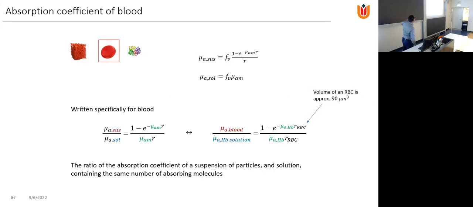If you write that specifically for blood, then the suspension would be where the molecules are in red blood cells. So that would be the absorption coefficient of blood. If the molecules were outside the red blood cells, then they would be in just a hemoglobin solution. So here the solution would be the hemoglobin solution. And the absorption coefficient that is in the factor is the μA of hemoglobin inside the red blood cell.